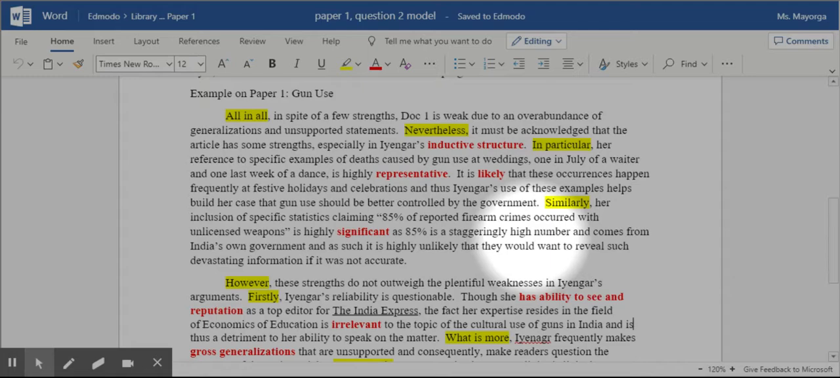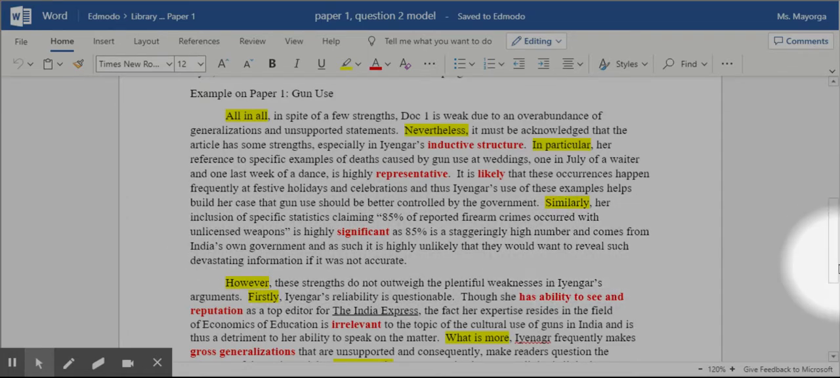It's coming from the Indian government's own records, so that's reputable. And I explained that the Indian government is wont to review something that's bad, and yet they're admitting 85% of reported firearm crimes occurred with unlicensed weapons. So the fact that they reveal something unflattering makes the information seem more accurate. Okay, so that's my first paragraph.